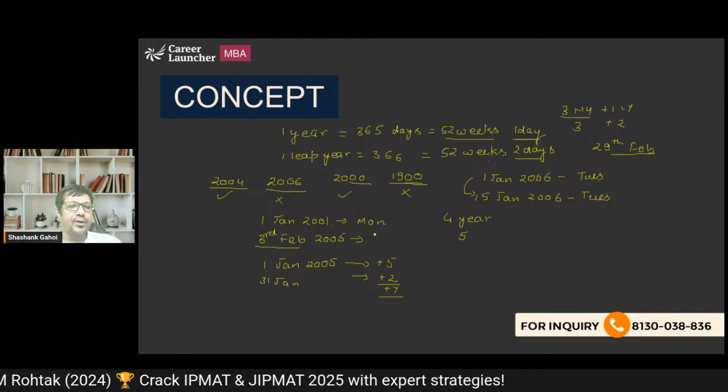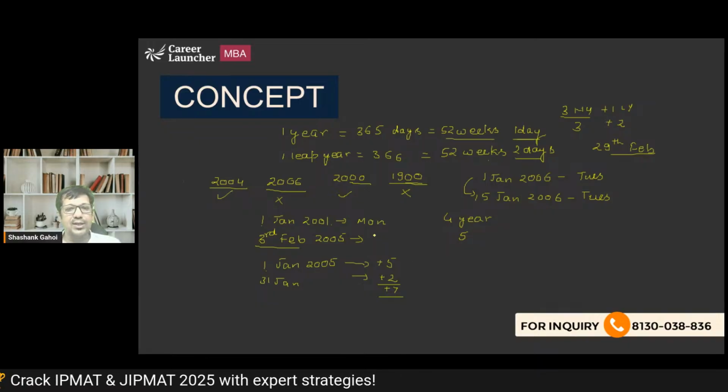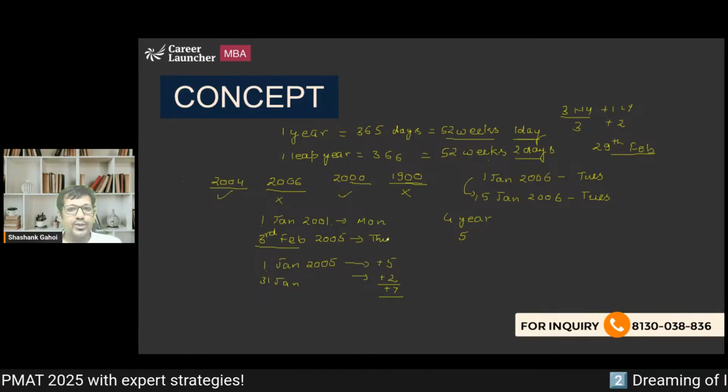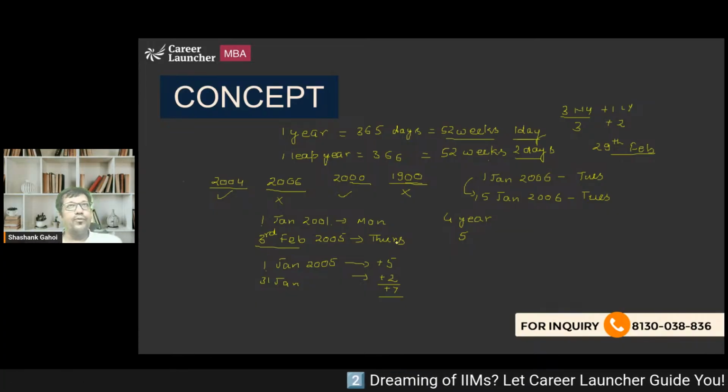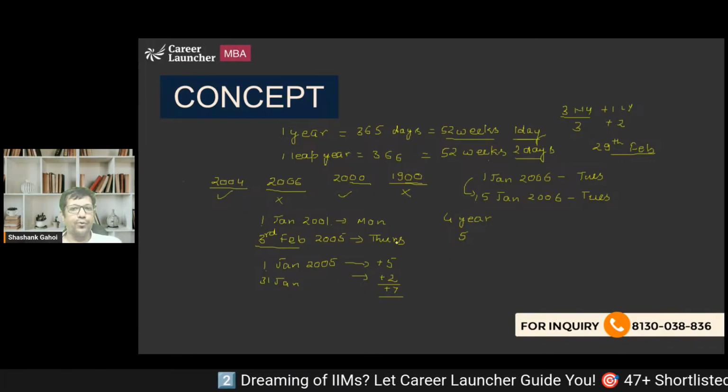So 3 days after Monday is going to be Tuesday, Wednesday, Thursday. So it is going to be Thursday on this. So that's how we can calculate things very easily. Always calculate it in terms of multiples of 4.